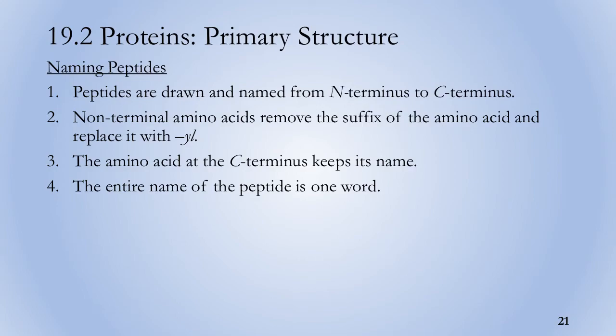Next, we'll discuss how to name peptides. Peptides are drawn and named from N-terminus to C-terminus, as I mentioned. Non-terminal amino acids remove the suffix of the amino acid and replace it with YL. The amino acid at the C-terminus keeps its name. The entire name of the peptide is one word.